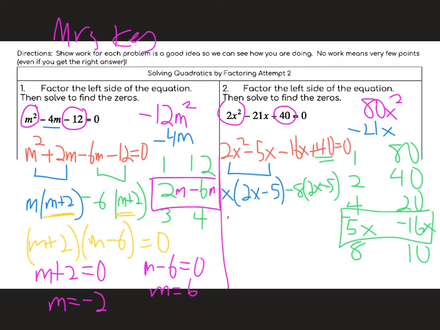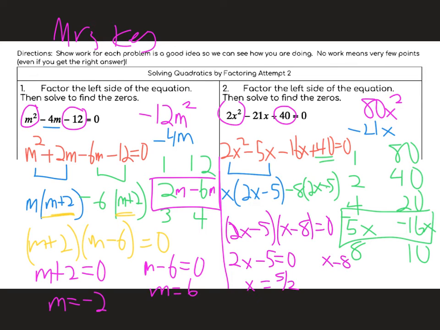So then I'm going to have, oh, those match. So I got to go, woo! So then I have 2x minus 5, 2x minus 5, x minus 8, and this is equal to 0. So that means I write 2x minus 5 equals 0. Add 5, divide by 2. You get 5 over 2, or 2.5.